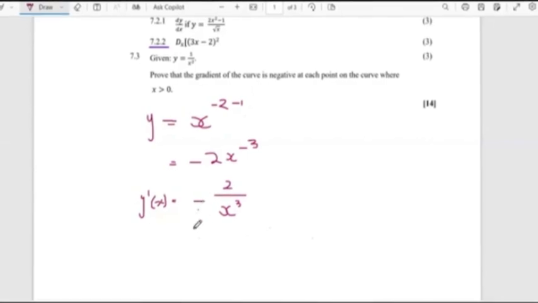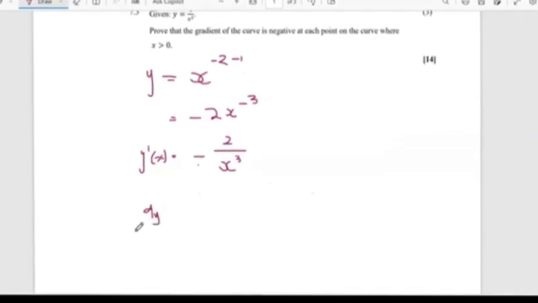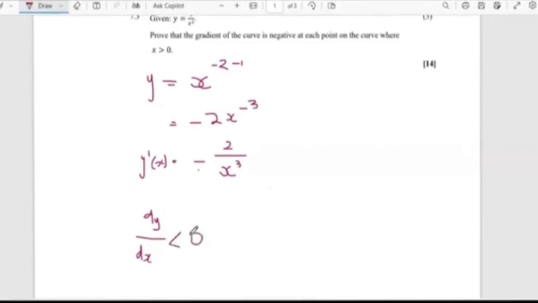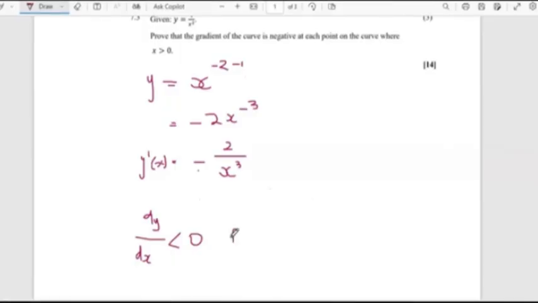Now from here we can conclude that our first derivative, dy over dx, is always negative. So it's going to say this is always less than 0, right? Every time we substitute an x value which is positive. Now I can say for x greater than 0. So basically, you were saying our first derivative here would always be negative every time we substitute an x value which is positive. And remember, this first derivative represents your gradient.